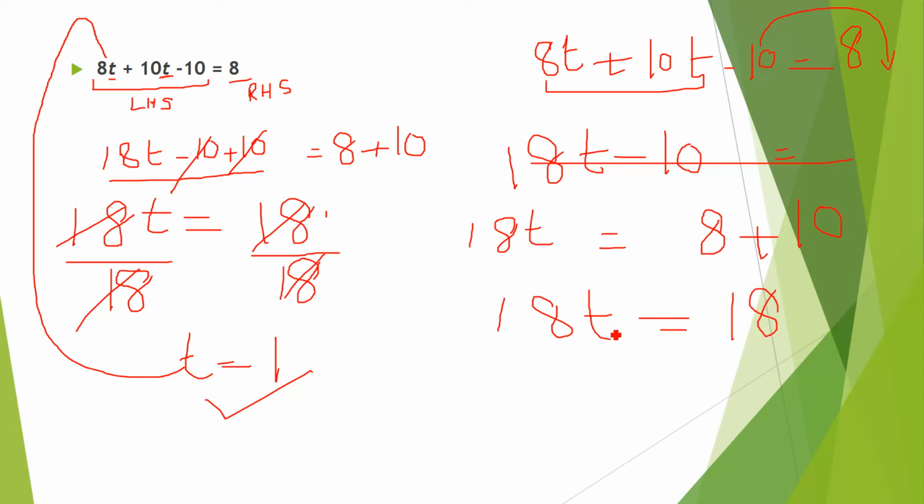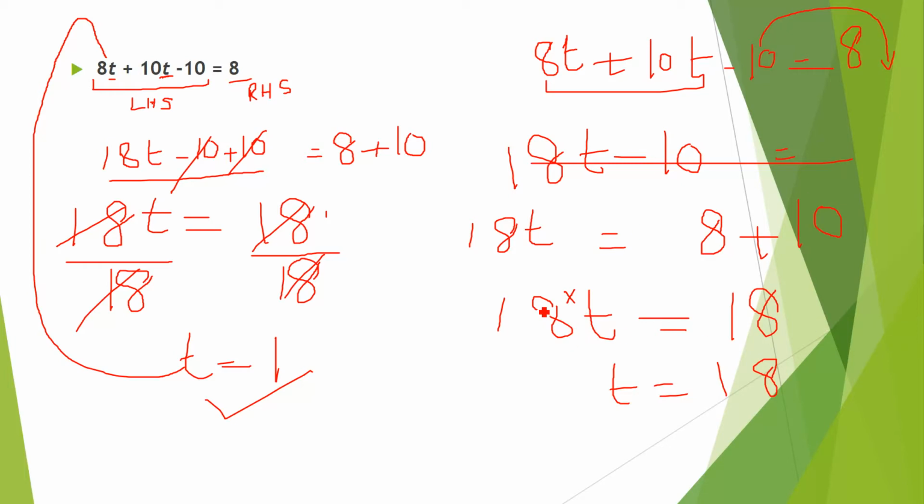And now we need only t here. This is a little bit different method. t is equal to 18. Write it down as it is. What do we have to do with this 18? What is the relationship between these two? This is the multiplication.